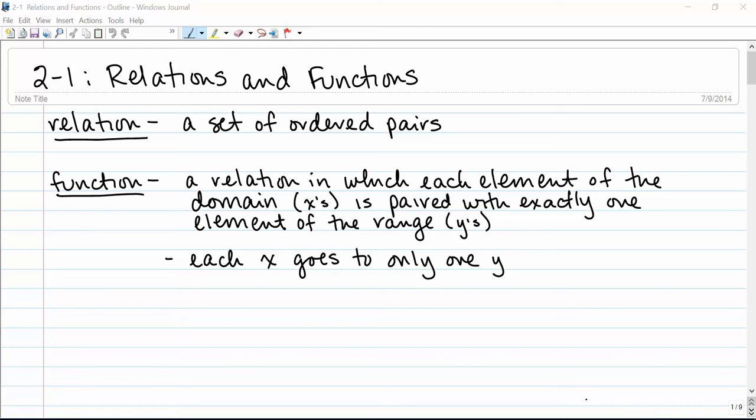Section 2.1 is on relations and functions. You'll recall from Algebra 1 that a relation is just a set of ordered pairs. However, a function is a relation in which each element of the domain, that is the x's, is paired with exactly one element of the range, that is the y's. In other words, each x goes to only one y.